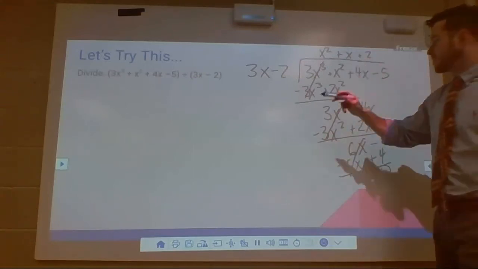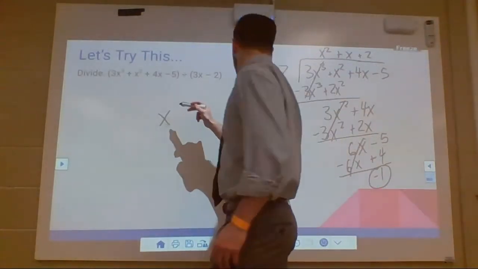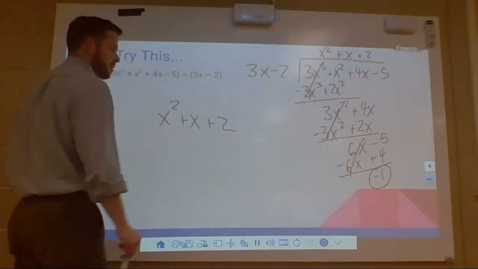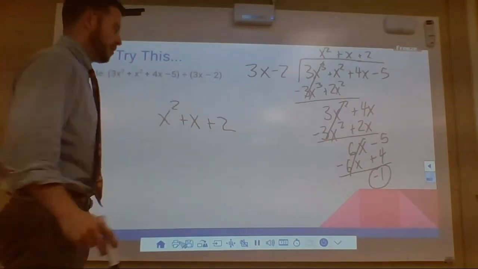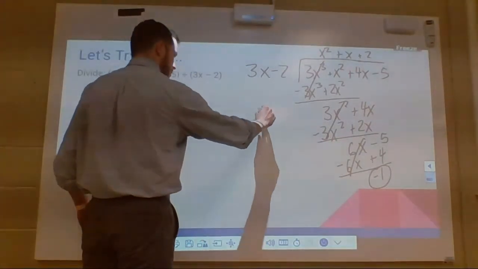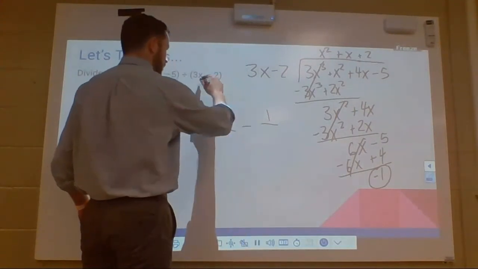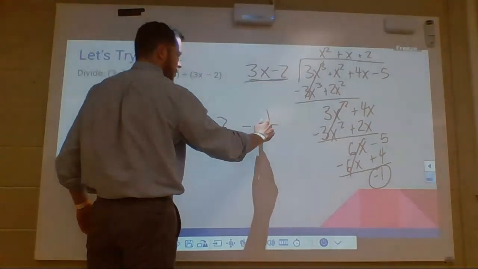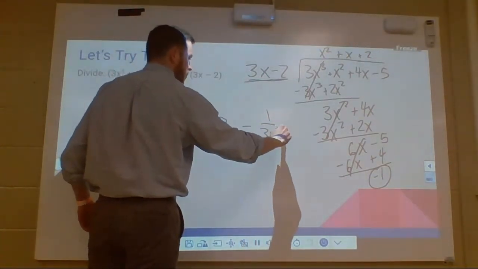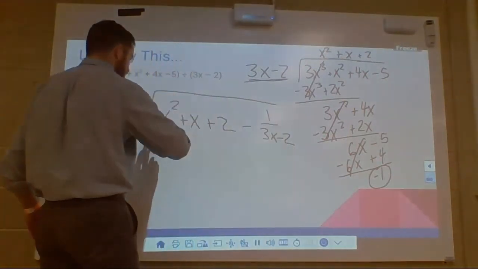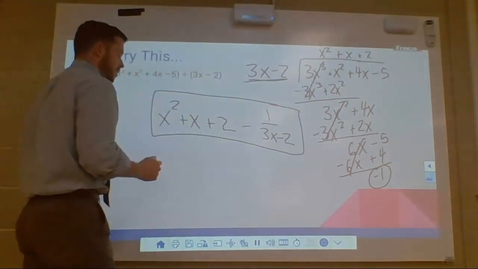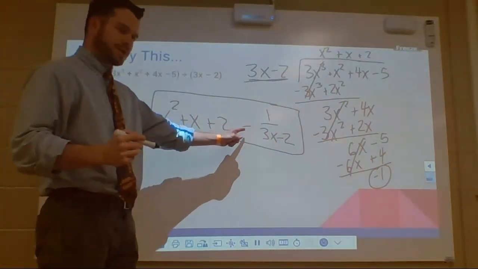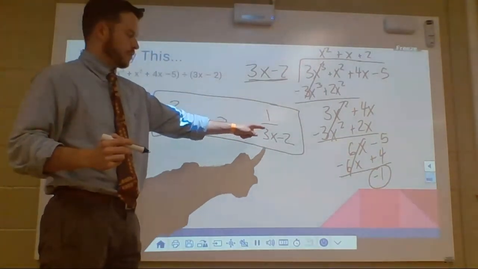There's our remainder. So our final answer is x squared plus x plus 2. And then that's a negative 1 as our remainder. We can say minus 1 over, and we look right here, right? That's going to be our denominator, 1 over 3x minus 2. And there we go. Like I said earlier, you can also rewrite that as x squared plus x plus 2 plus negative 1 over 3x minus 2.